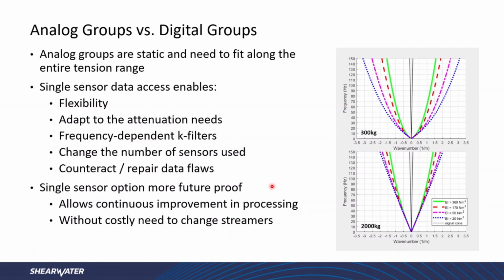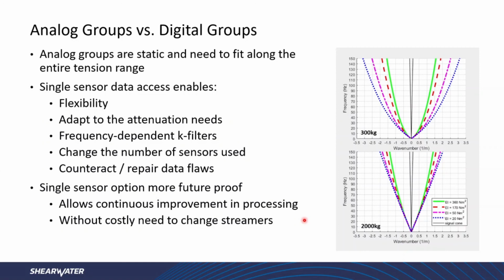And furthermore, in single sensor access, you can counteract or repair data flaws. Like if a member of your group dropped out, died, or you have a spike in your data, you can basically counteract that before it leaks into your filter response. The single sensor option is also future-proof. It allows for continuous improvement in processing without actually having the costly need to change out your streamers or your hardware, which in the current condition is a very desirable feature to have.